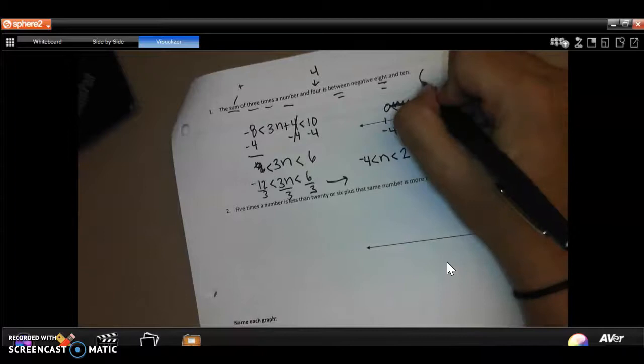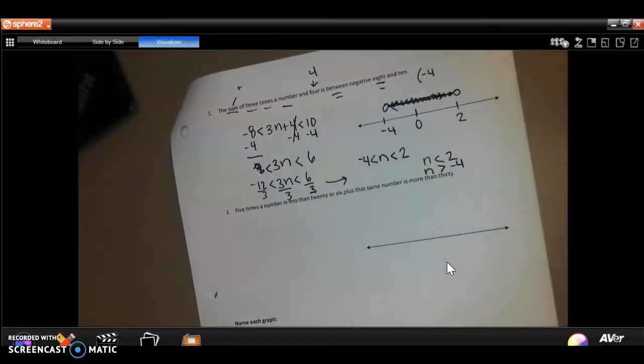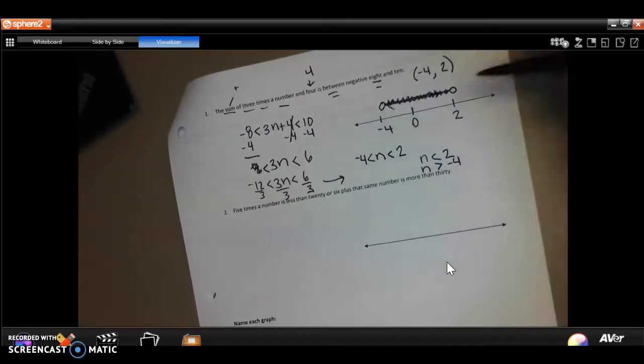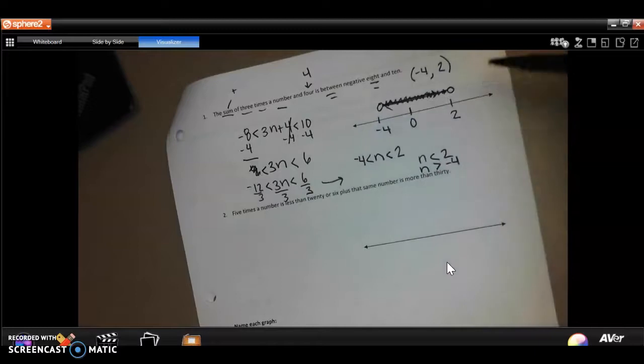What do you think we're going to do for interval notation? Well, all the way to the left, the smallest it can get is close to negative 4, but it does not hit. Greatest it can be is 2, does not hit. So that's saying any number from almost negative 4 to almost 2 will make this statement up here true.